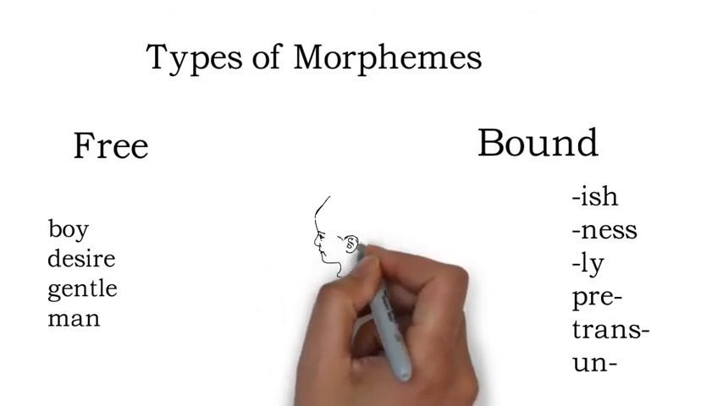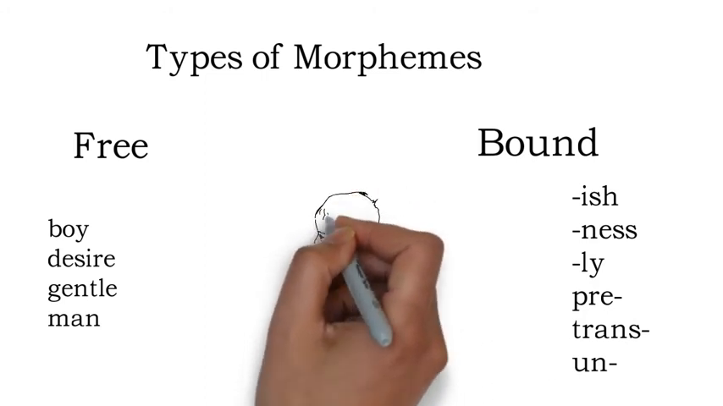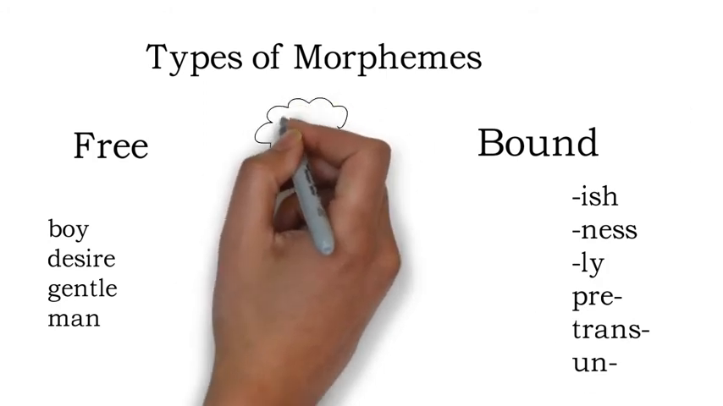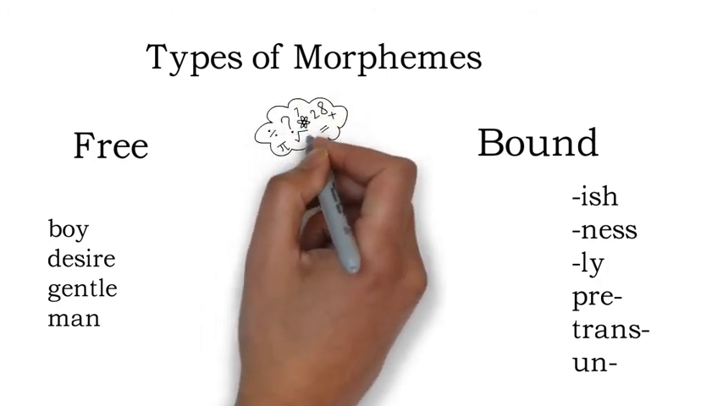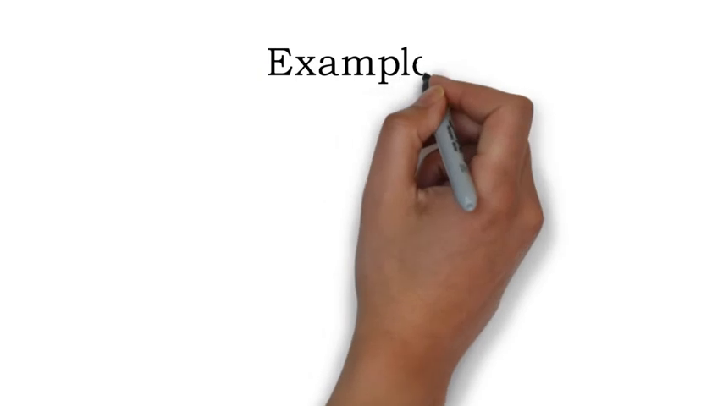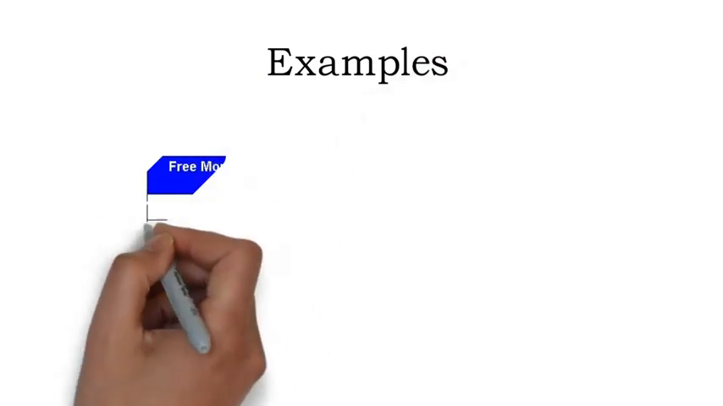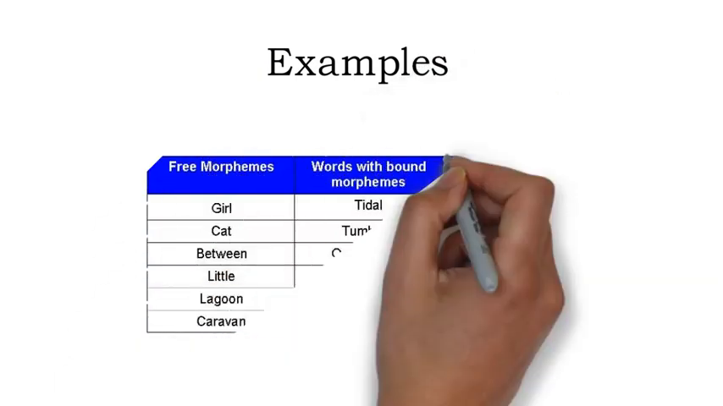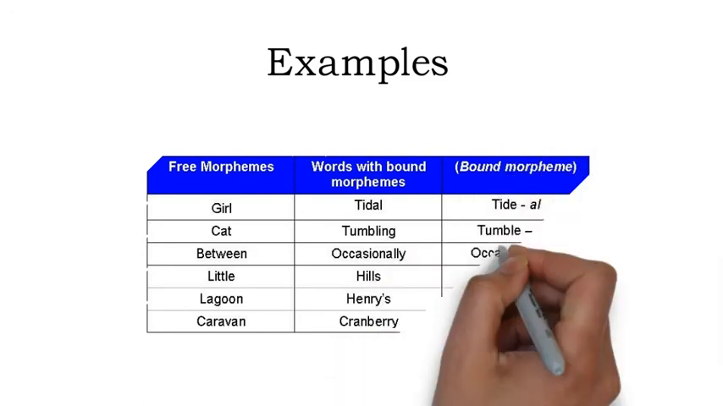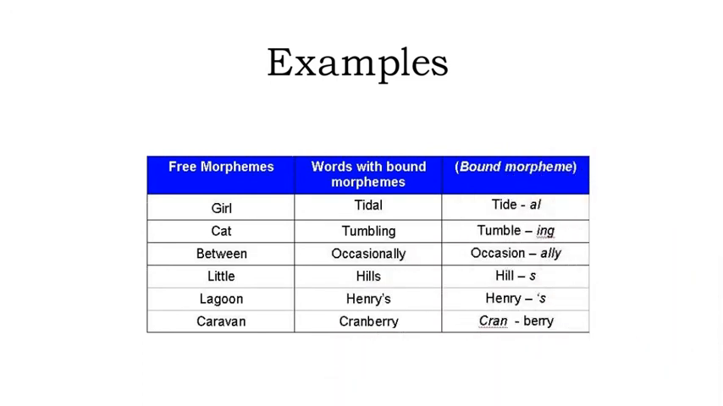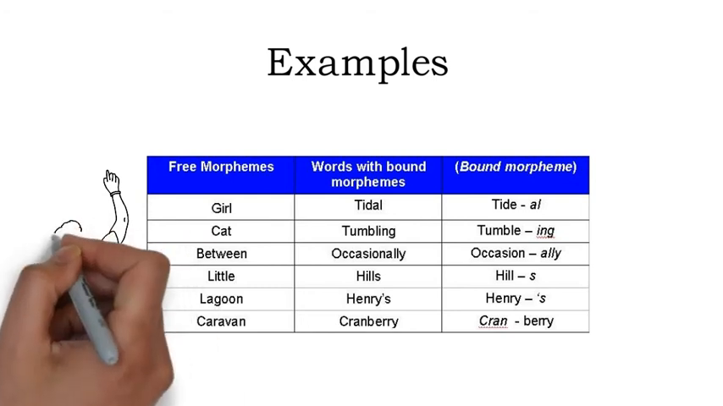These affixes are bound morphemes and they may attach at the beginning, the end, in the middle, or both at the beginning and end of a word. Now we can see some examples of morphemes. First, we have free morphemes. In the middle, we have words with bound morphemes. And at the end, we have only the bound morphemes.